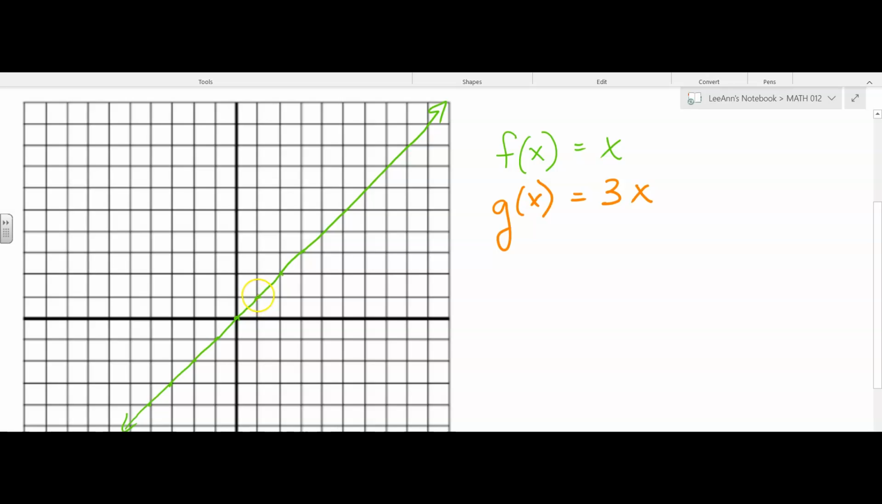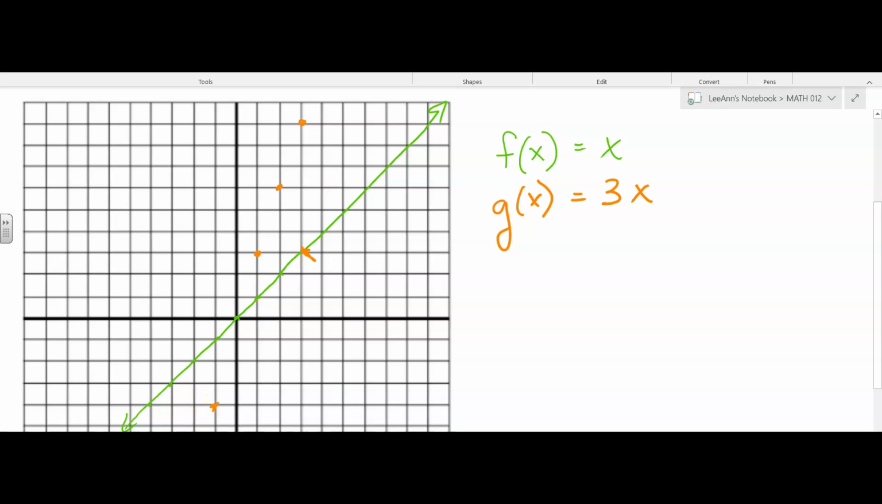So where we used to have a 1, times 3 would be 3. Where we used to have a 2, now it's going to be a 6. Oh, my point's off. I was going to say, that doesn't look like a 6. Okay, so 3, 4, 5, 6, it's up here. And then where we used to have a 3, now it's going to jump up to 9. Now the same thing would happen if you had a negative 1, but it's going to go to negative 3. And then negative 2 would go to negative 6.